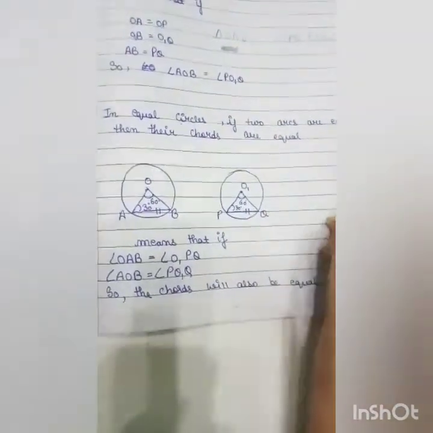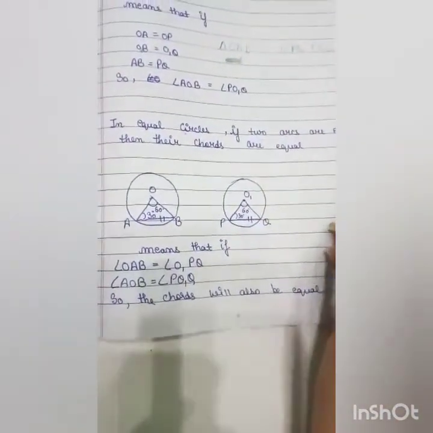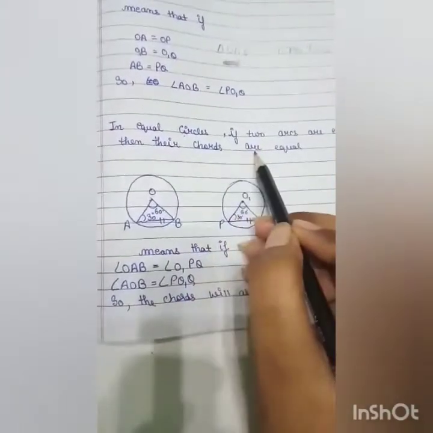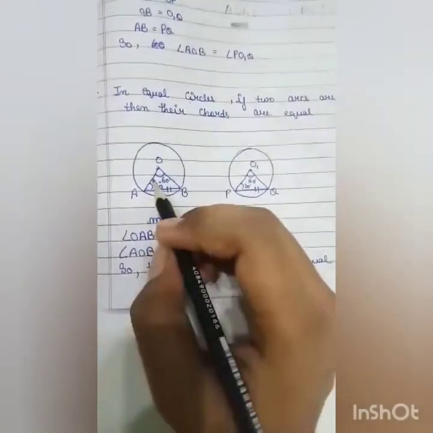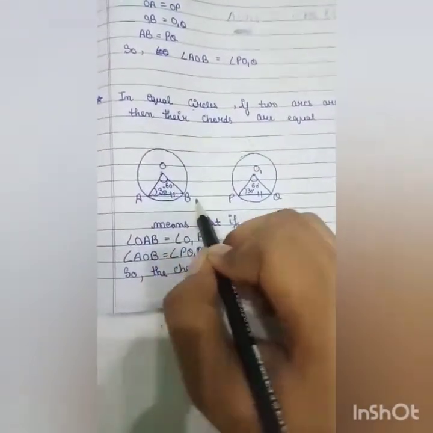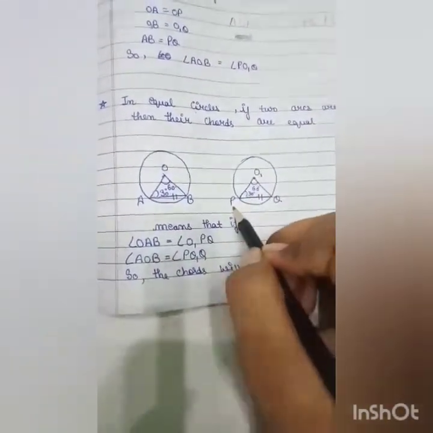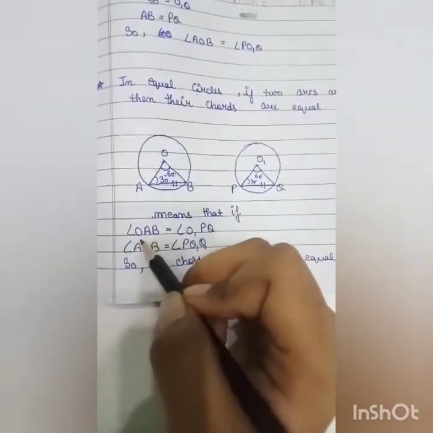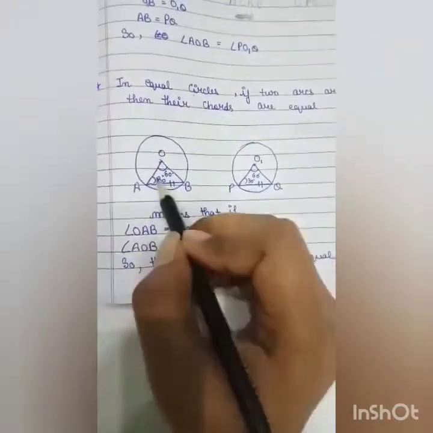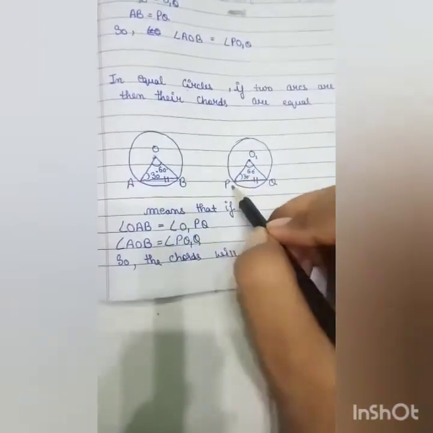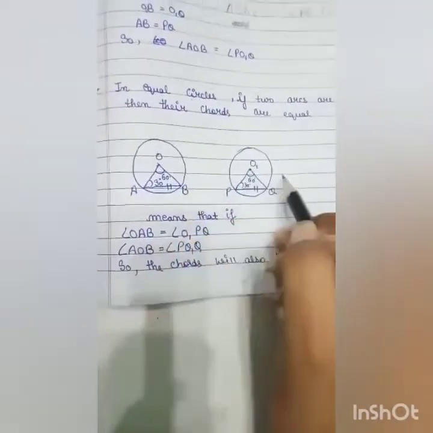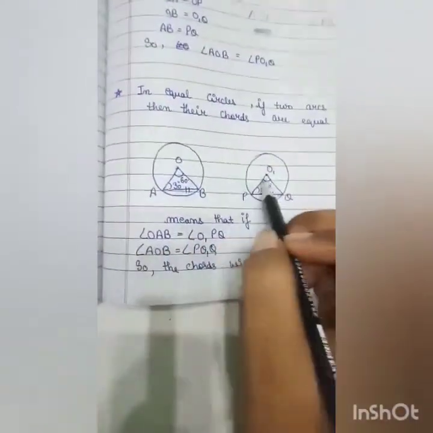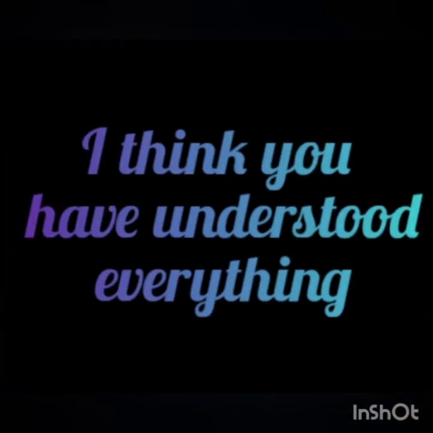And then in the second theorem, in equal circles, if two arcs are equal, then their chords are equal. Means that if OA is equal to O1P, OB is equal to O1Q, and if angle AOB is equal to angle PO1Q, then the chords will be equal. Means that AB is equal to PQ.